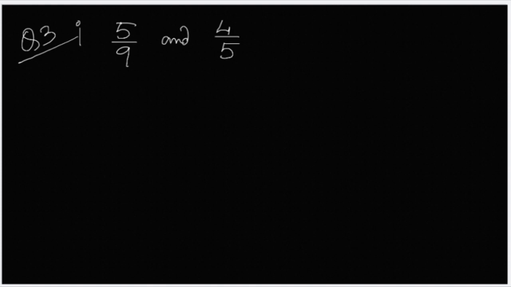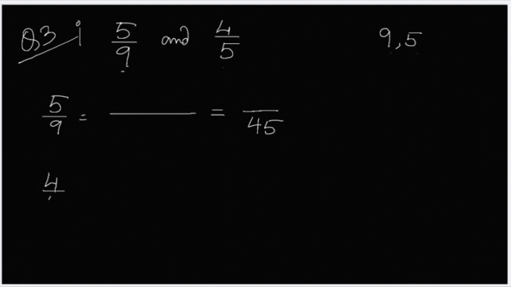So if you remember, how did we convert the fractions to like fractions? First we found out the LCM of the denominators. So let us find out the LCM of the denominators. Since they are co-prime numbers, the LCM will be 45. So 5 by 9, something has to be done so that the denominator becomes 45, and again 4 by 5, something should be done so that the denominator becomes 45.